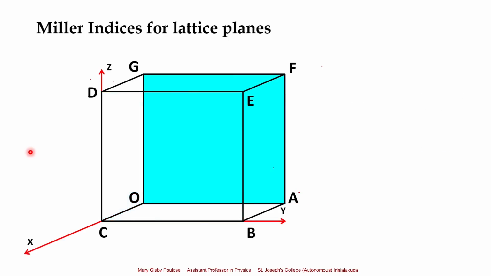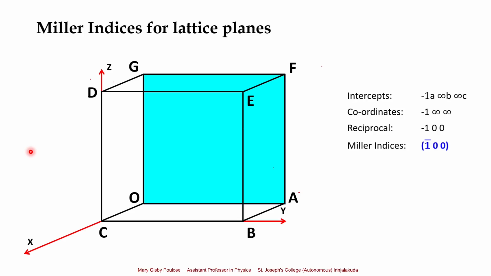Now let us try to find the Miller index for this particular plane OAFG. Now please note that the origin here is C. Hence, the intercepts of this plane can be written as minus 1a, infinity b, infinity c. The coordinates will be minus 1, infinity, infinity. Taking the reciprocals, we get minus 1, 0, 0. Hence, the Miller index is written as (1 bar 0 0) in curved brackets.